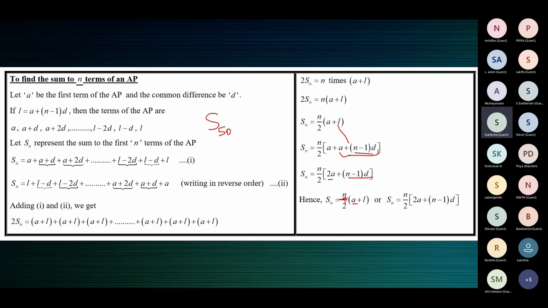50 by 2 of the first term 1 plus the last term, which is 50 only. You know that. But supposing you don't know, the first term is 1. What is the last term? There are 100 terms in the AP, but the 100th term is not the last term. You are finding the sum of the first 50 terms, so the 50th term is the last term here for the sum.